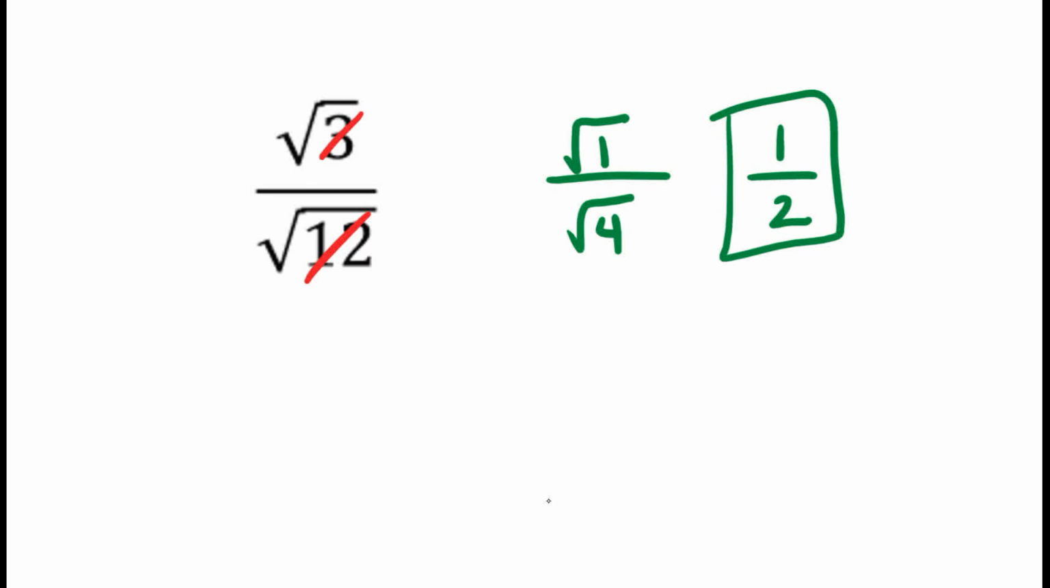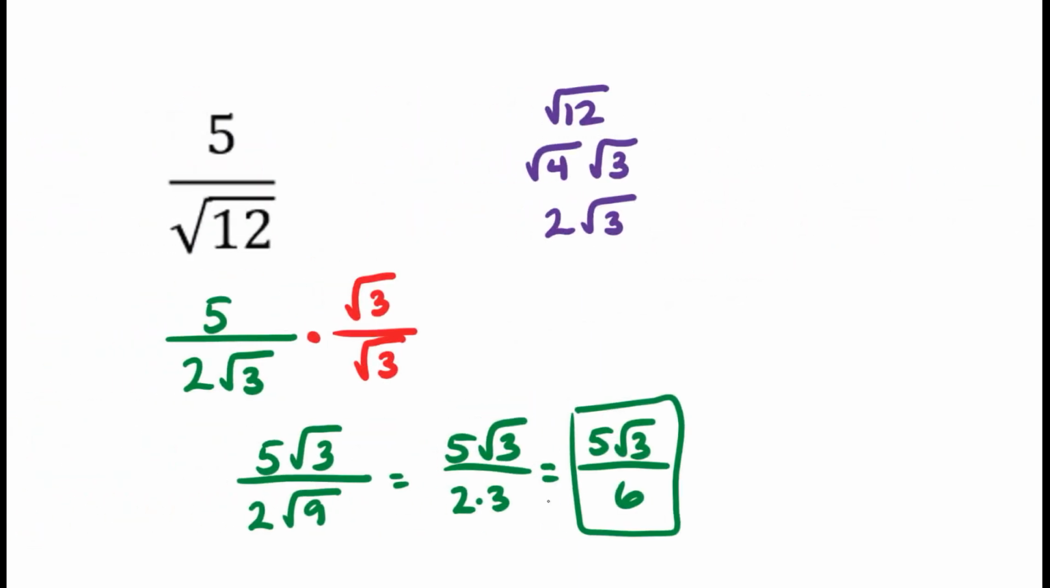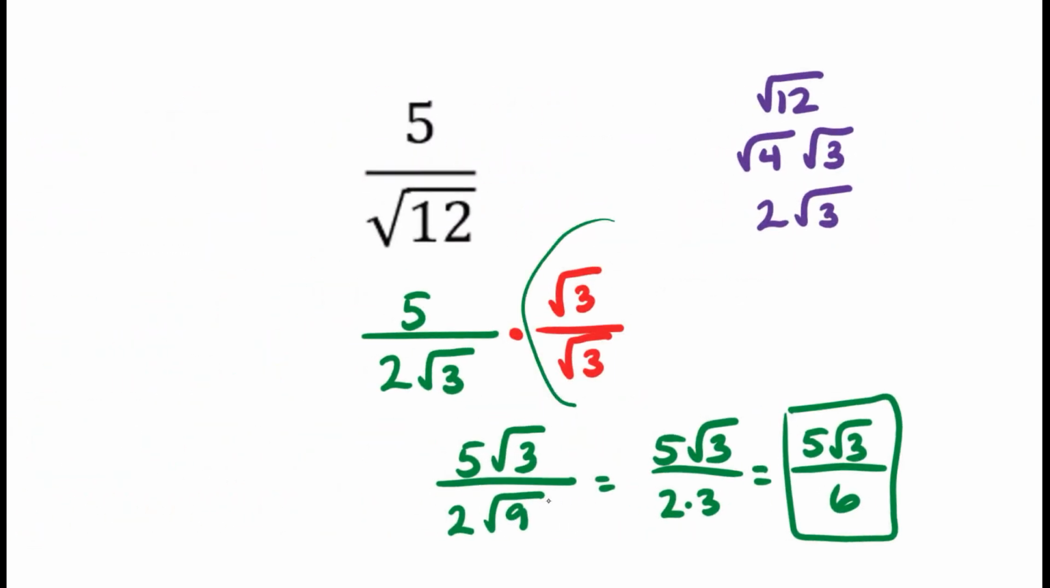And I don't remember if I explained that vocab term. This process that we used, like in this example, when we multiplied by root 3 over root 3 to rewrite so that we no longer had a denominator with a square root, we call that rationalizing the denominator, because we've now made our denominator a rational number, 6, a non-square root number.